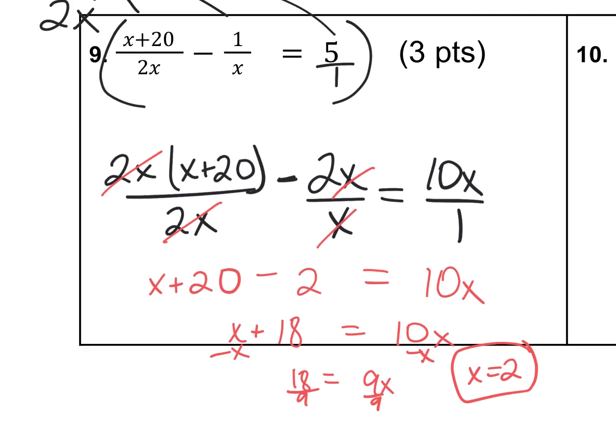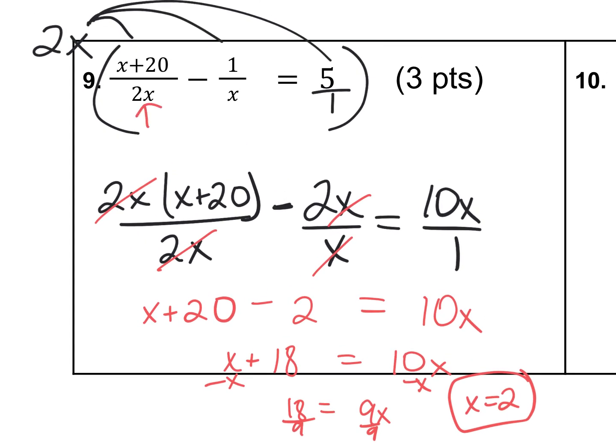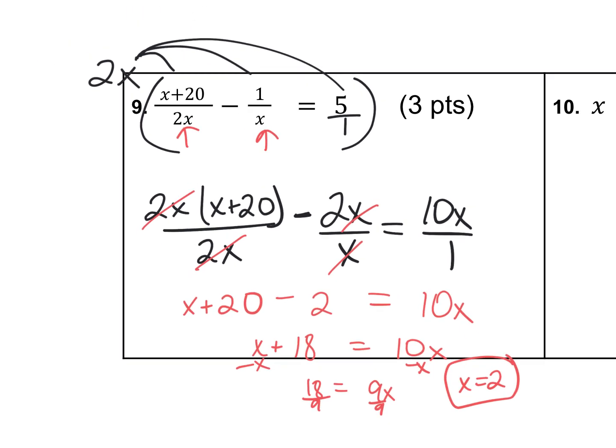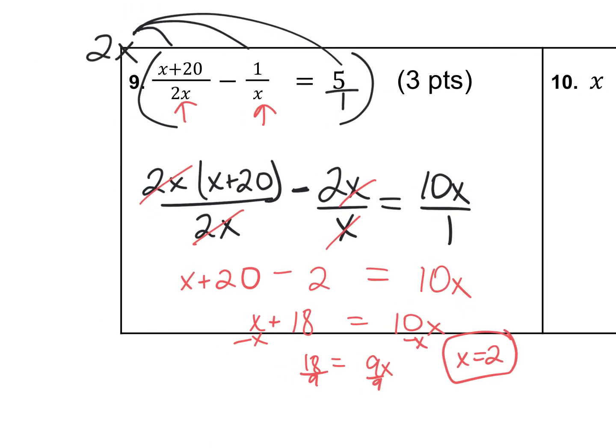Cool. And if I go plug that back in, I would get a denominator of 4, a denominator of 2, and then 1. None of those are 0, so I'm golden. That one works. Any questions on that? Are you sure? There's no questions. Yeah. We're feeling good? Yeah. Okay.